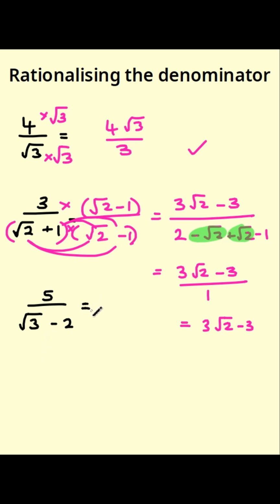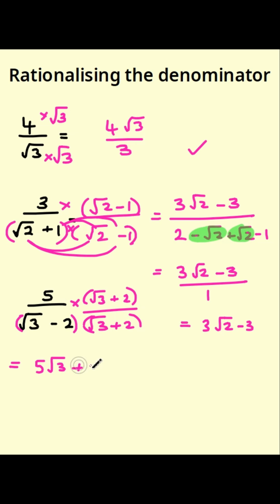Now, very, very similar, look, when we have a fraction but it's a negative integer on the bottom. We're now multiplying the top and the bottom by root 3 plus 2. Okay, that gives us then, on the numerator, 5 root 3 plus 10. 5 times root 3 is 5 root 3, 5 times 2 is 10.